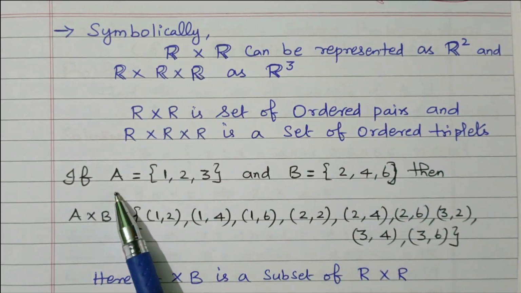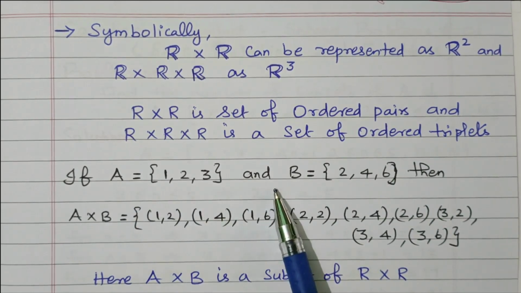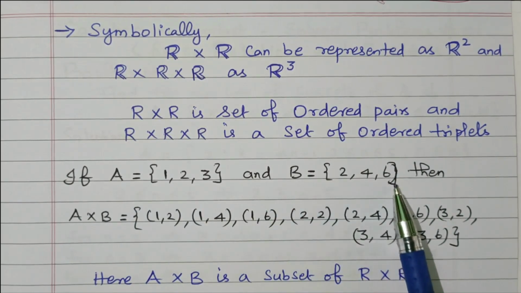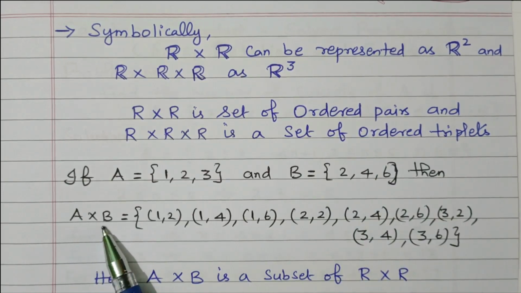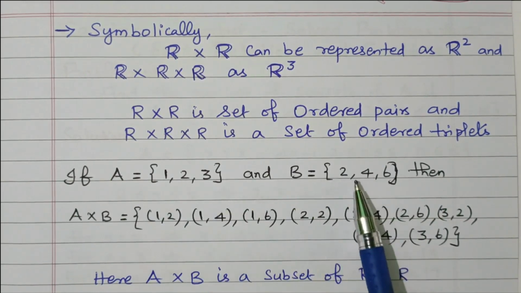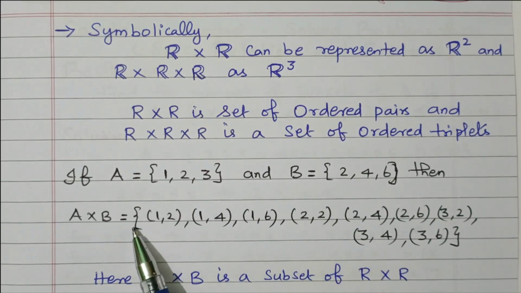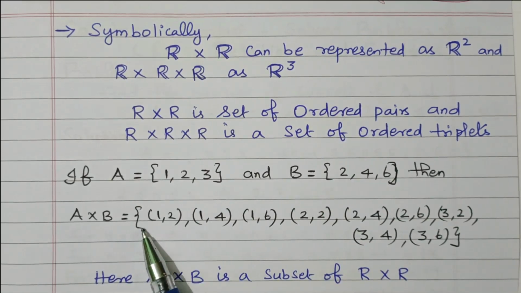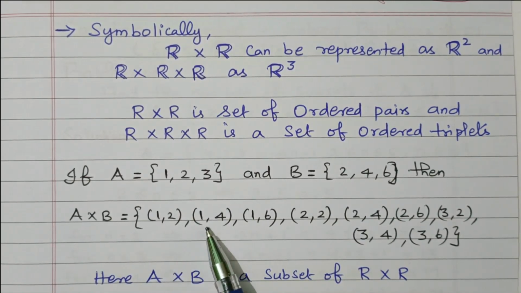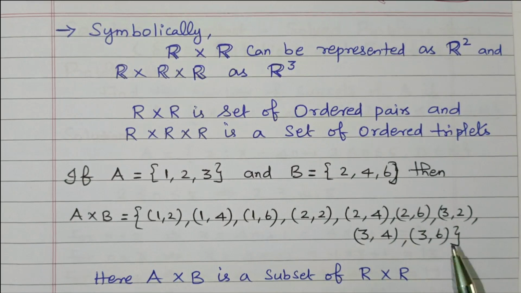If A equals the set {1, 2, 3} and B equals the set {2, 4, 6}, then A cross B is nothing but you have to multiply: 1 is multiplied with 2, 4, 6; 2 is multiplied with 2, 4, 6; 3 is multiplied with 2, 4, 6. So A cross B equals the set {(1,2), (1,4), (1,6), (2,2), (2,4), (2,6), (3,2), (3,4), (3,6)}.